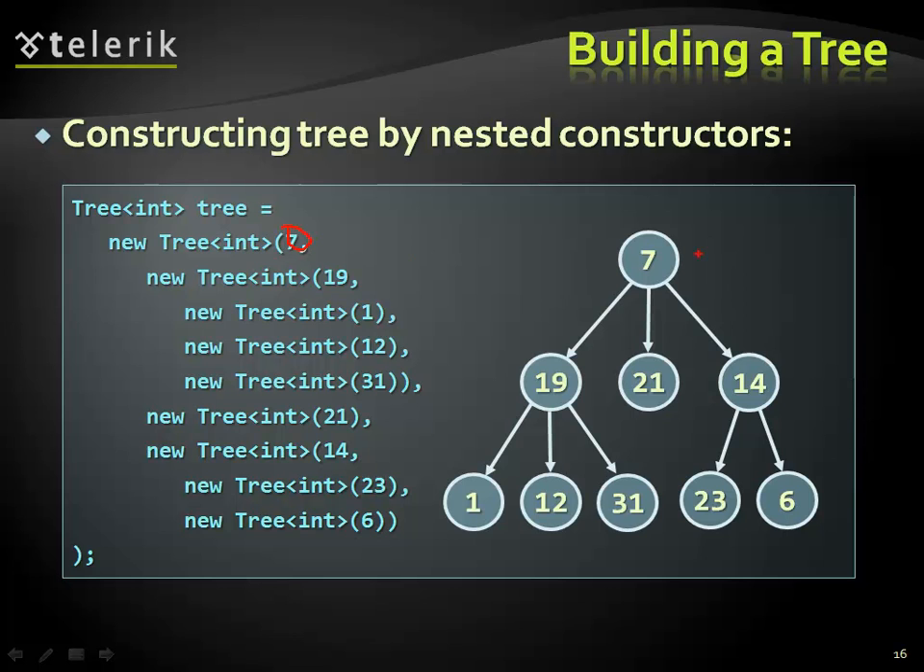Well, root value of 7, this thing. Then, a new tree with a root value of 19, this tree, and in it, other trees with root values of 1, 12, and 31. Same thing for the next tree, which has just 21 in it. Same thing for the tree which has a value of 14 at the root, and the values of 23 and 6 for its leaves. Basically, as I said, each node is also a tree.